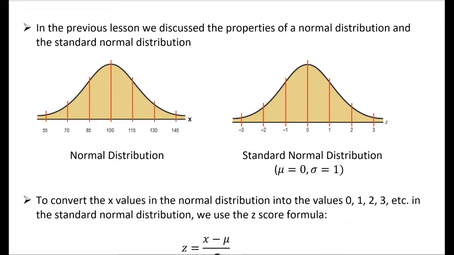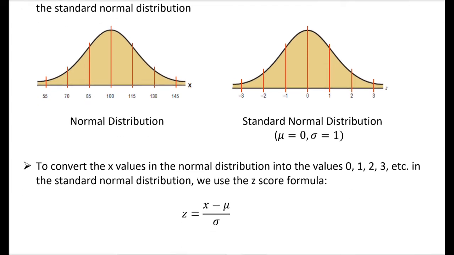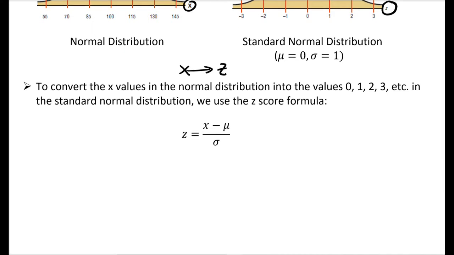Now to convert the x values in the normal distribution into the values 0, 1, 2, 3, which are in the standard normal distribution, we must use the z-score formula. So notice that this is the x distribution, and we want to convert it over into the standard normal distribution, which involves the z-axis. So our goal is to convert x to z. How do we do that? We use the z-score formula given below.